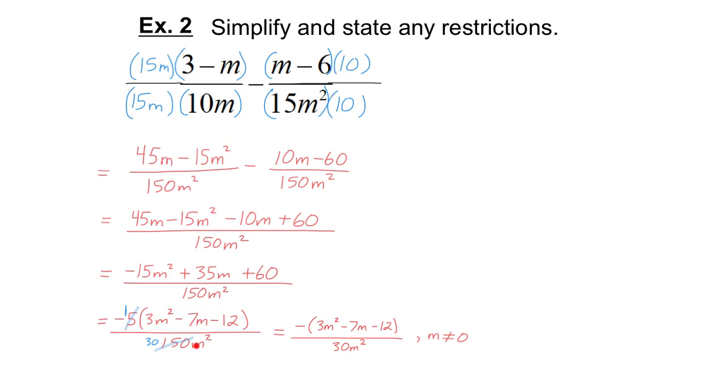This is as far as I can go. And the 5 cancels with the 150 that goes in 30 times. So 5 over 150 is the same as 1 over 30. So we simplify that, and we end up with this simplified expression here. As I track all the way through my solution, the only restriction on m is that it can't equal 0. So that's the only restriction.